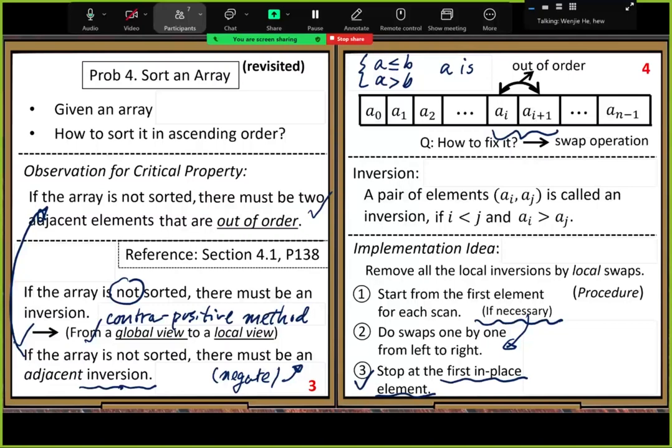Because the remaining n-1 elements are already in place, the last one is forced to be in place. So you need to scan n-1 times to put all elements in place.